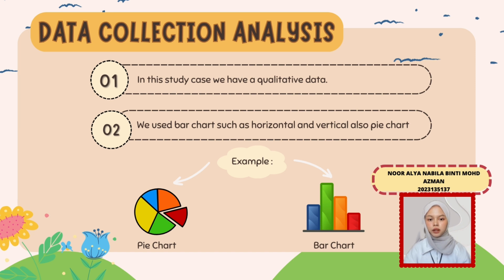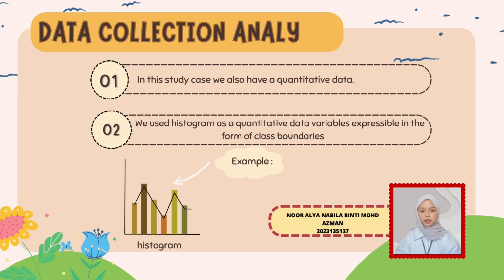It is divided into numerous categories to show a total and display the relative size of each component part as a percentage, and the proportion of the value is shown in the chart. On top of that, a simple bar chart and a pie chart should have a title that helps us understand the topic. In this study, we also have quantitative data. We use a histogram for quantitative data variables expressible in the form of class boundaries.